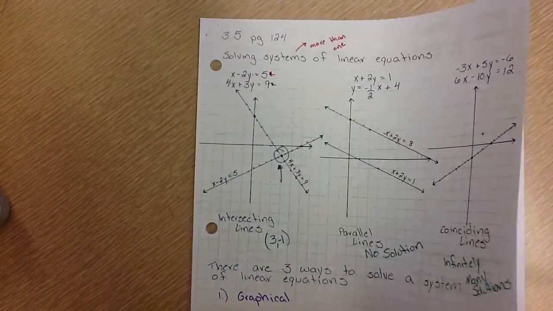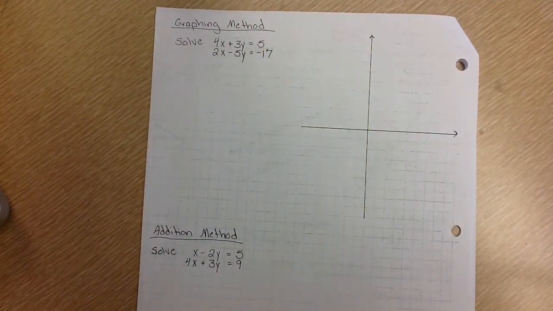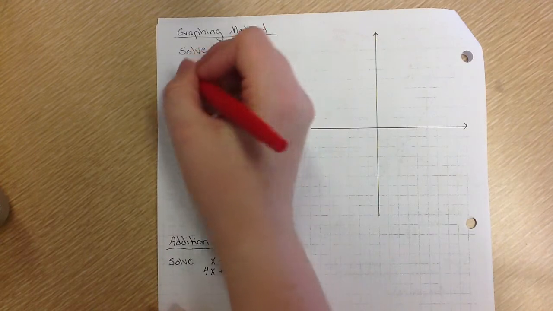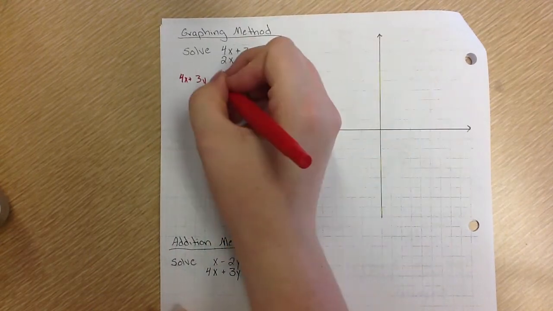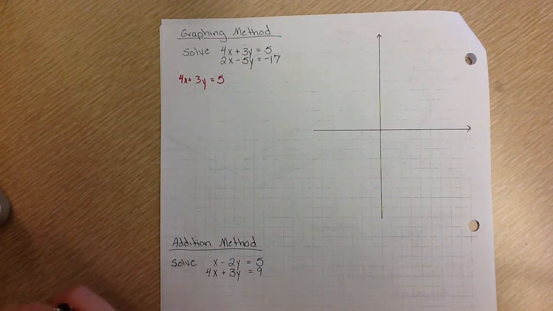First let's look at the graphing approach, the graphing method. We're going to solve this by the graphing method. So to solve this by the graphing method, I need to graph both equations. Here, let's color code it. I'm going to graph this: 4x plus 3y equals 5. There are a couple different ways of graphing this.